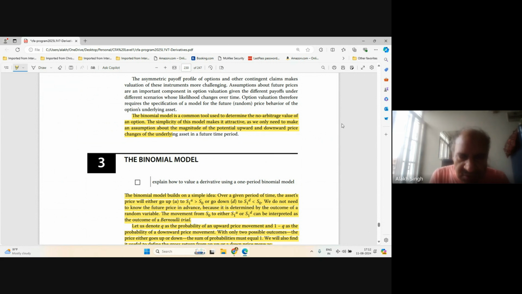The model is really very simple, and we only need to make an assumption about the magnitude of potential upward or downward price changes of the underlying, meaning volatility. How much does it go up, how much does it come down? That is called volatility in simple terms.